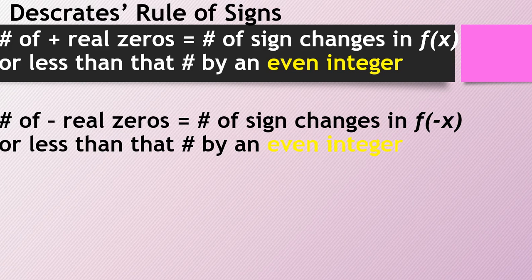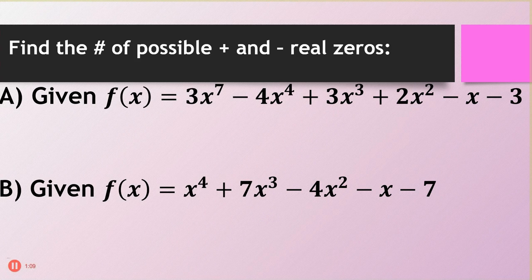And to find the number of negative zeros, we have to find f of negative x, and then we're going to look for our sign changes and again count back by an even integer. So let's go ahead and look at this first function. For this first function, f of positive x, let's count how many times we have a sign change.